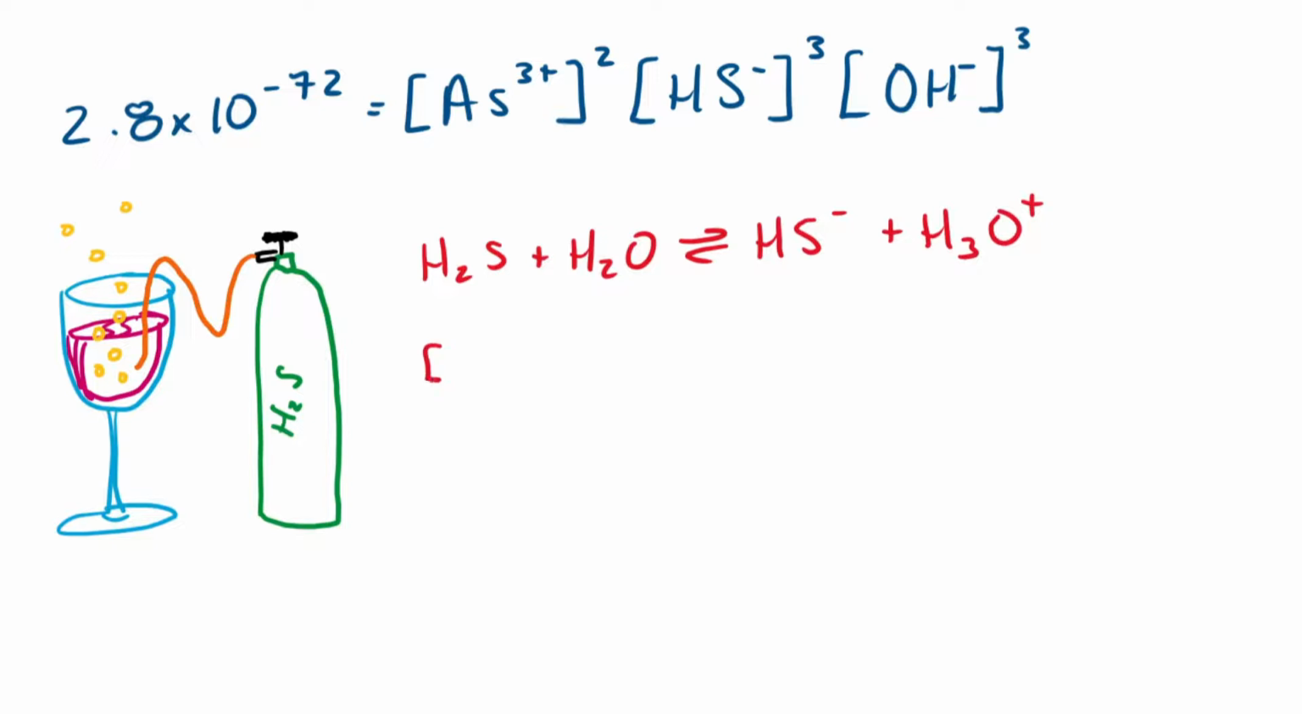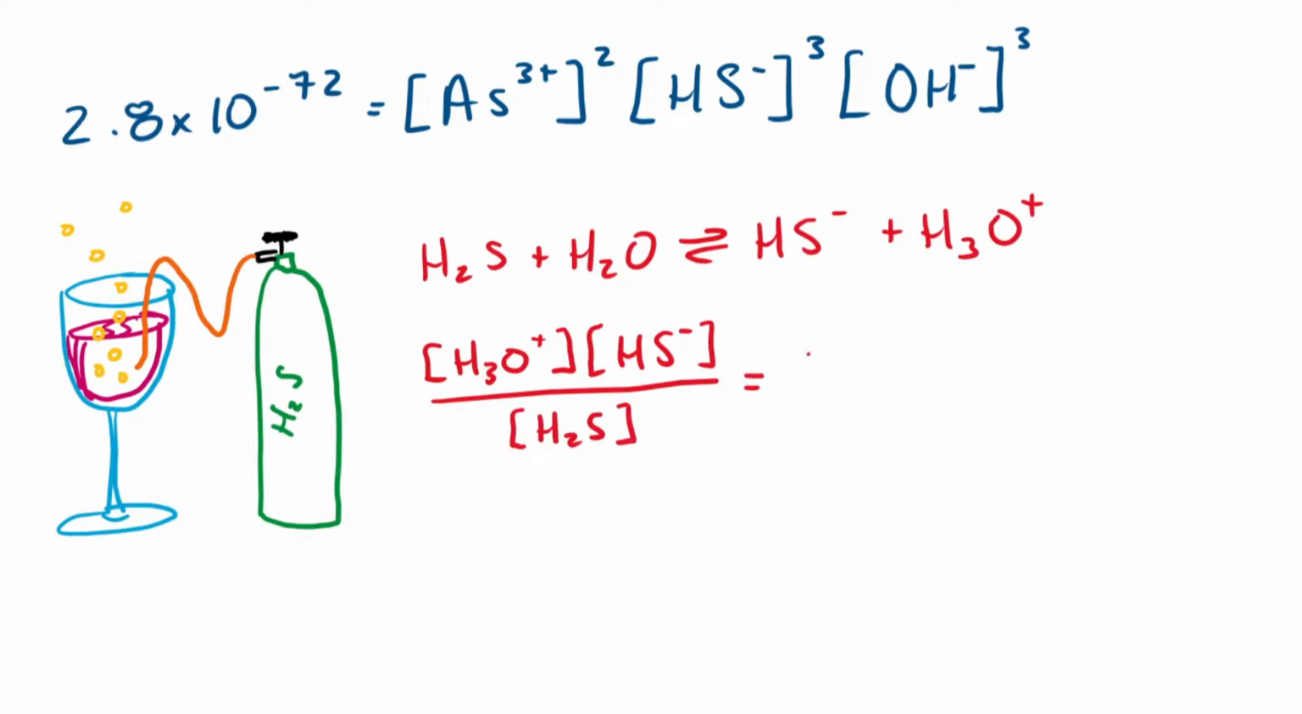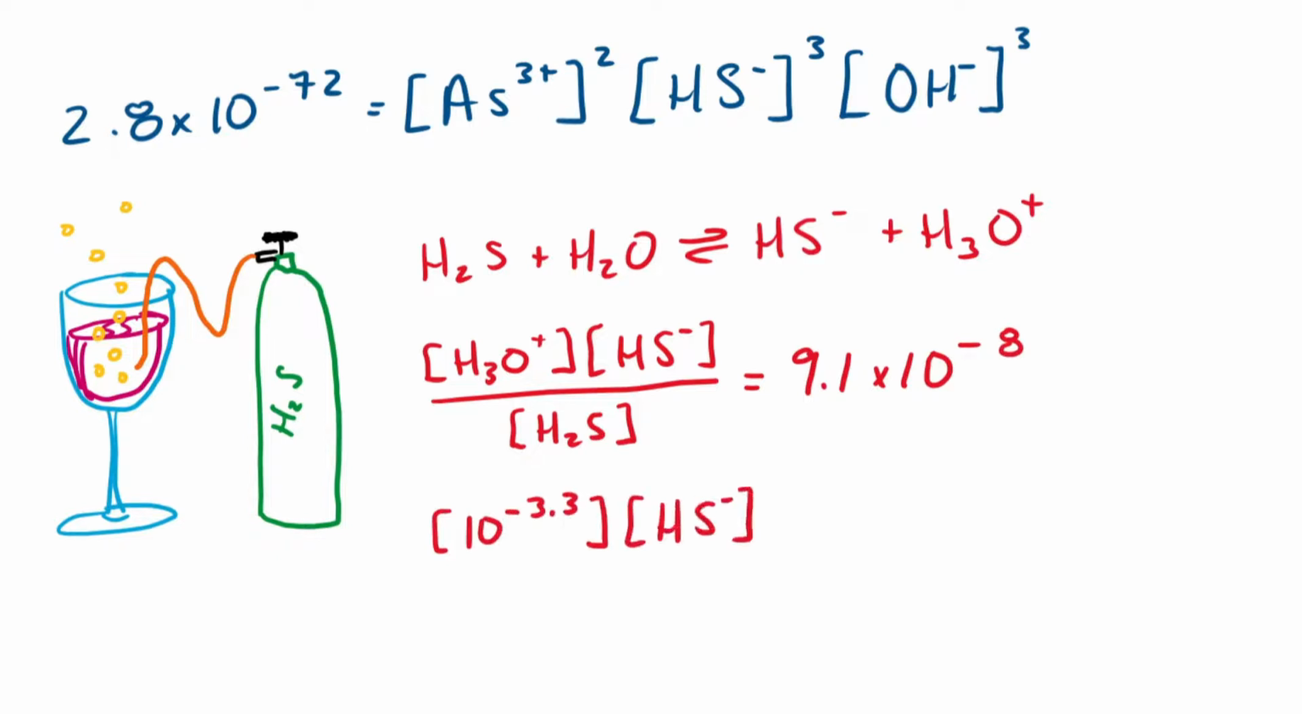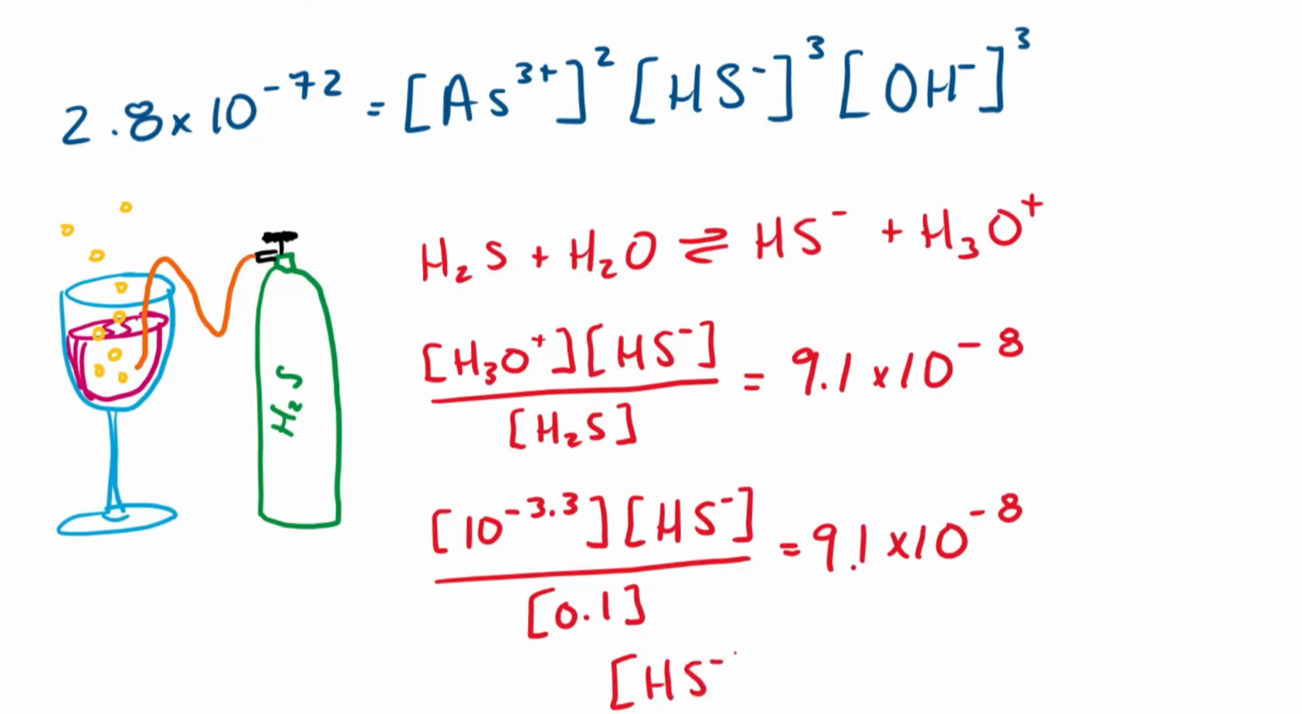The acid dissociation constant for hydrogen sulfide is 9.1 times 10 to the negative 8, so that means that the concentration of hydronium times the concentration of bisulfide divided by the concentration of hydrogen sulfide is equal to 9.1 times 10 to the negative 8. And since we already know the concentration of the hydronium from the pH and the concentration of the hydrogen sulfide, because we've said that it's saturated at 0.1 molar, then we can calculate that the concentration of bisulfide must be 1.82 times 10 to the negative 5 molar.